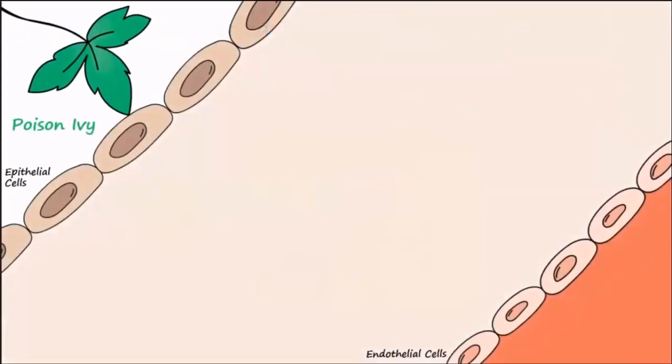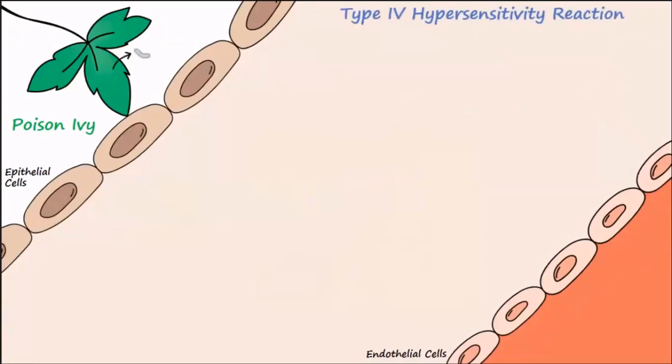Everyone knows poison ivy causes a rash or reaction in the skin. Please realize this is a type 4 hypersensitivity reaction. Poison ivy contains a compound known as urushiol, which binds with proteins in the skin and alters the proteins. The immune system now recognizes these changed proteins as foreign.